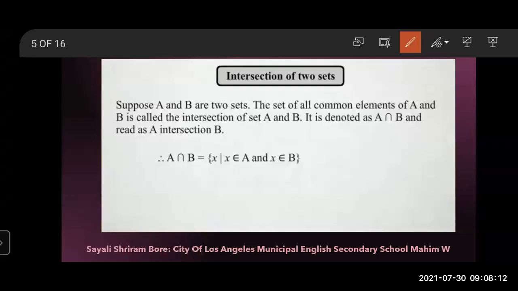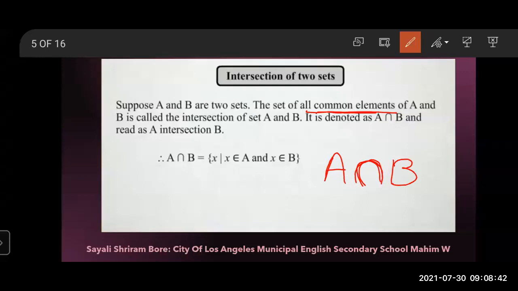Okay, so you hear the word common. Okay, common element. Now that common element should be common between the two sets. Okay, between the two sets. And it is denoted by A intersection B. Okay, A intersection B. This is how you denote. This is the sign of the intersection. Okay, and read as A intersection B.